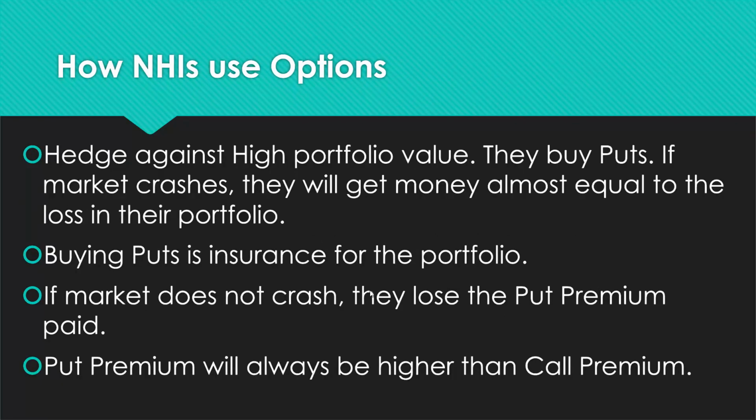So how do HNIs use options? What are the basics? The use of options is like, if you have a portfolio of 7.5 lakhs and you buy a 9,000 put option for 5 to 6 rupees or less than 2 rupees. You just pay 1.35 lakhs and buy this option at 2 rupees.